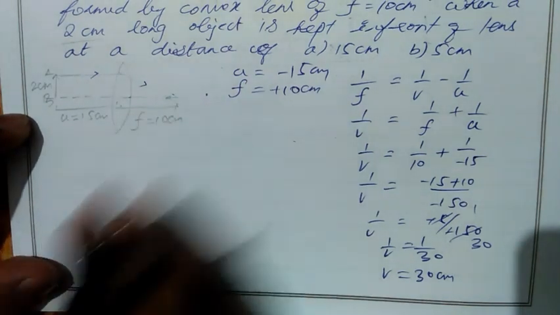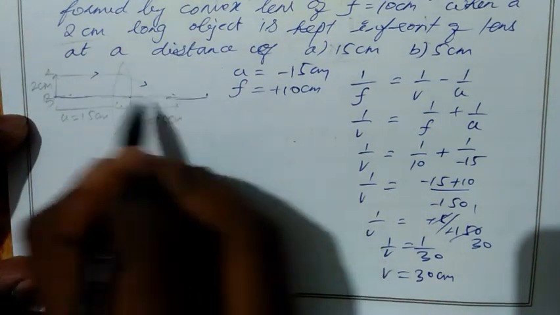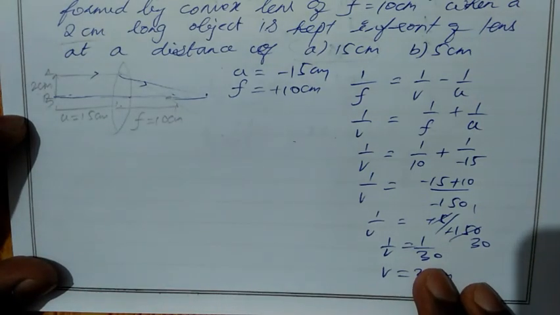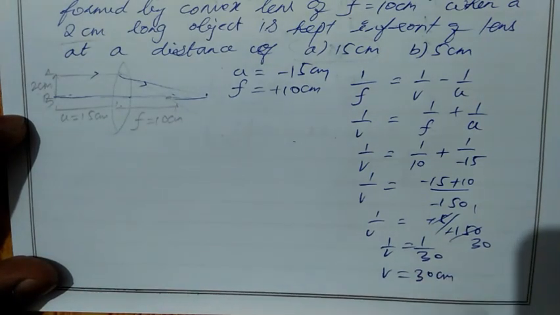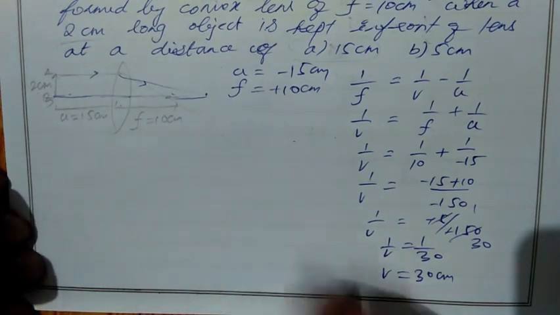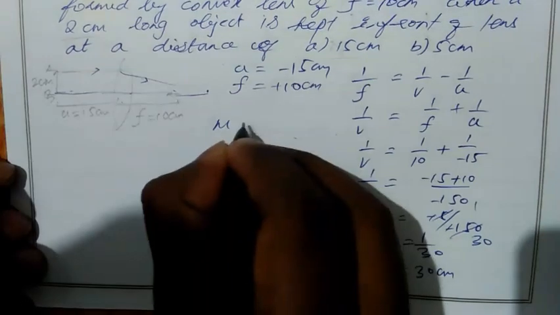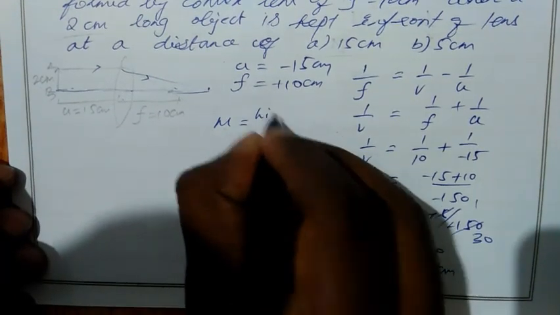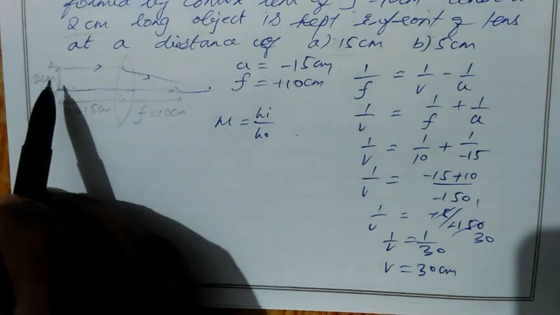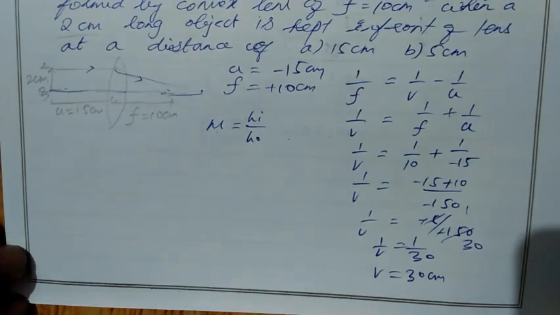So image forms on the right side and the rays actually meet. Okay, rays actually meet. If rays actually meet, then we have real and inverted, correct? Okay, we have real and inverted. So let me check with the magnification. What's the formula for magnification? M equal to height of image to the height of object. But here we only have height of object, so we cannot find magnification.